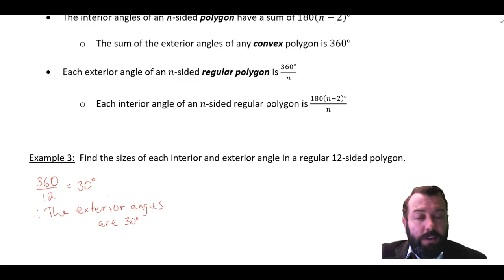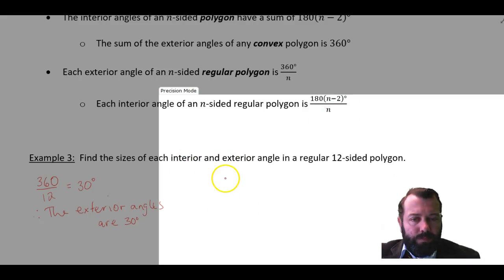We also want to find the size of the interior angles. Now there is a formula here as well. What we do is we subtract 2 from the number of sides, and we multiply that by 180 and then divide by the number of sides. Now I've lost my pen again. Come on, pen, where are you? Here we go. So now I'm going to say that 180 times, now 12 minus 2 is 10, and we divide that by the number of sides.